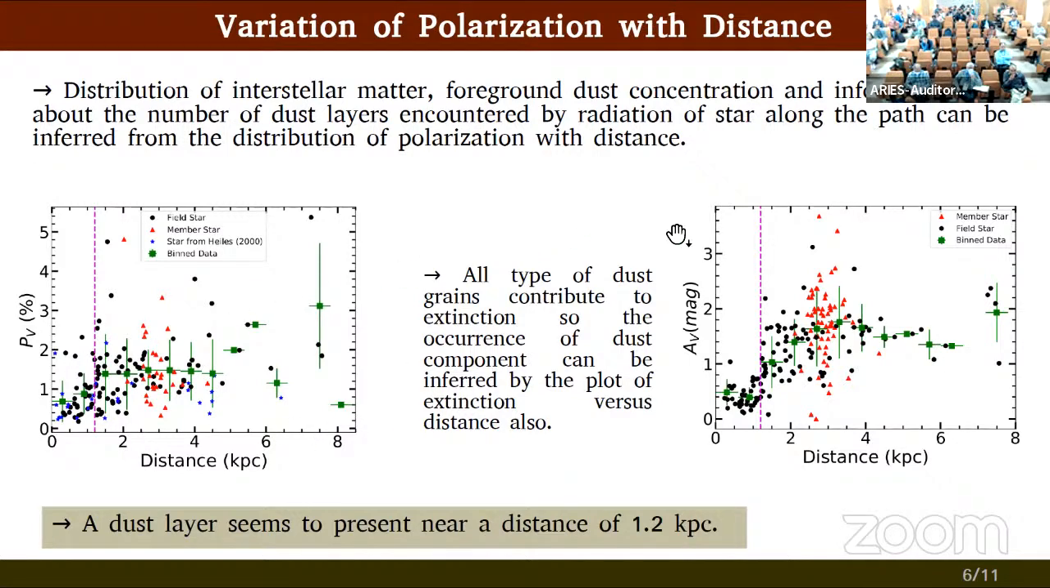However, in order to confirm this, we have plotted the extinction also, as dust grains contribute to extinction too. So we have plotted here the extinction versus distance plot. Here also we have seen that there is an increment at around 1.2 kpc distance. Here the green markers are showing the Gaia data at 0.6 kpc distance. Based on this, we can see that a dust layer seems to be present near the distance of 1.2 kpc towards the direction of the cluster NGC 2345.